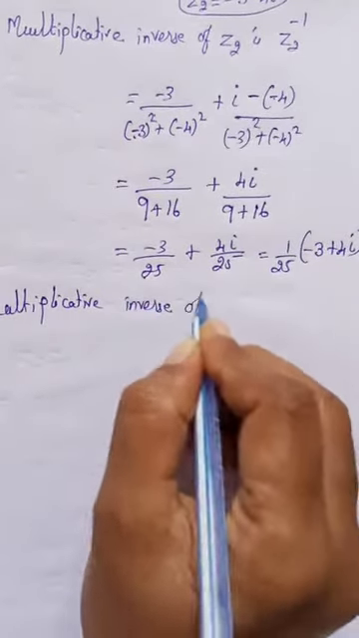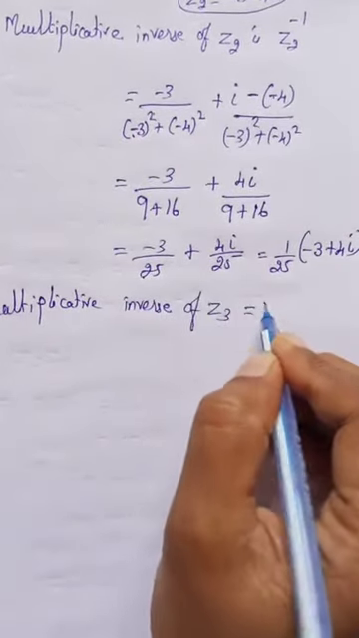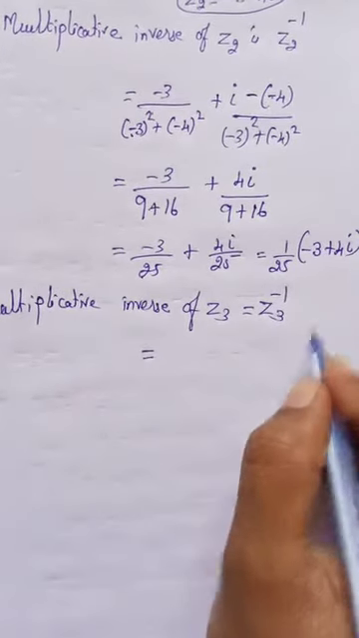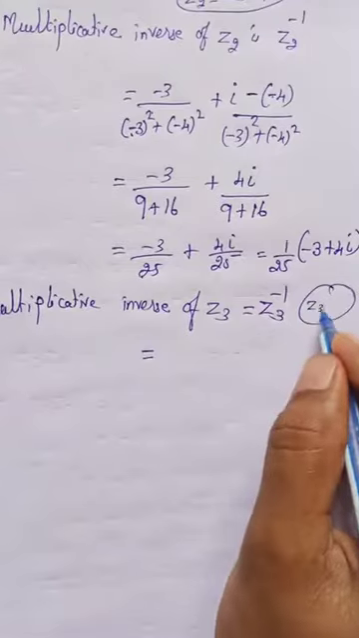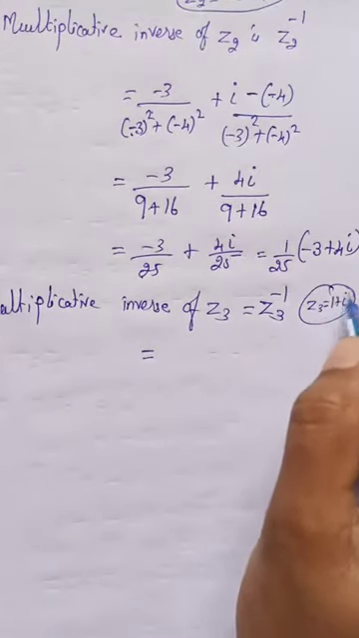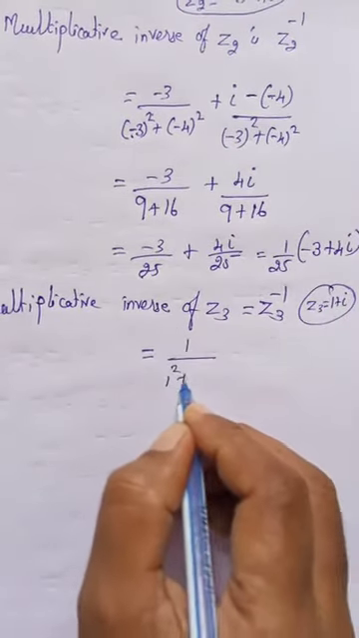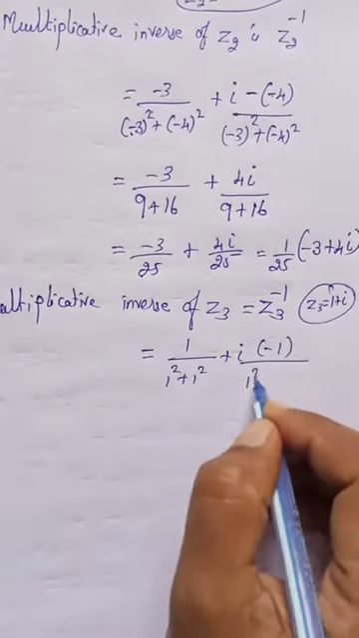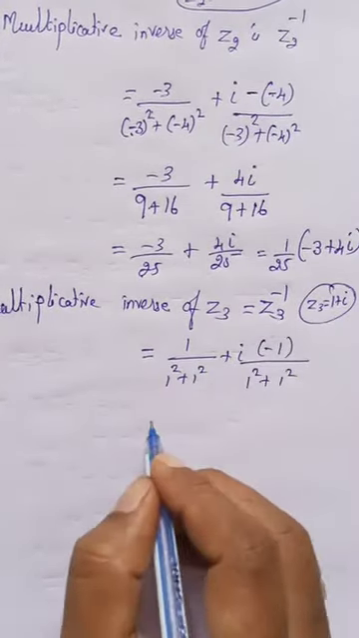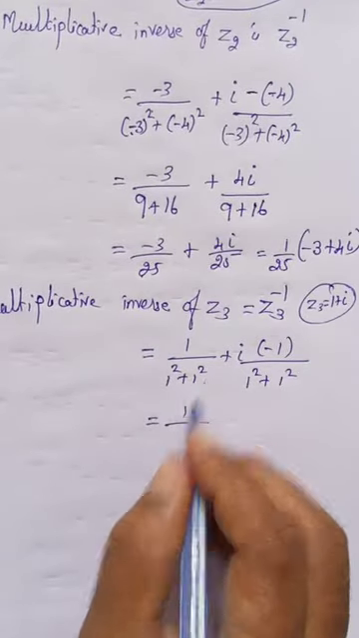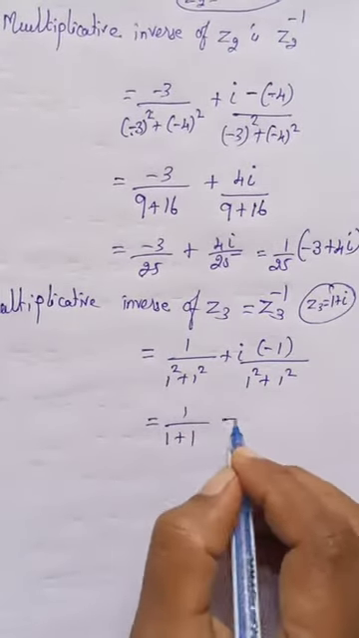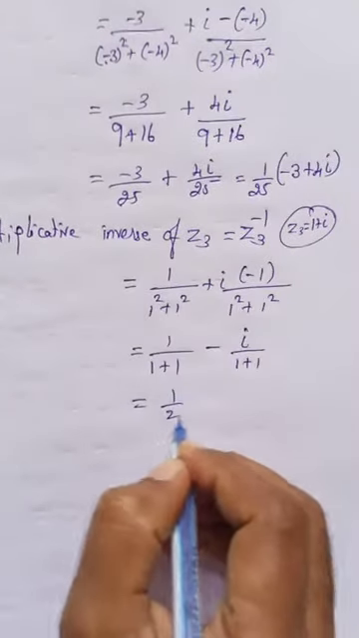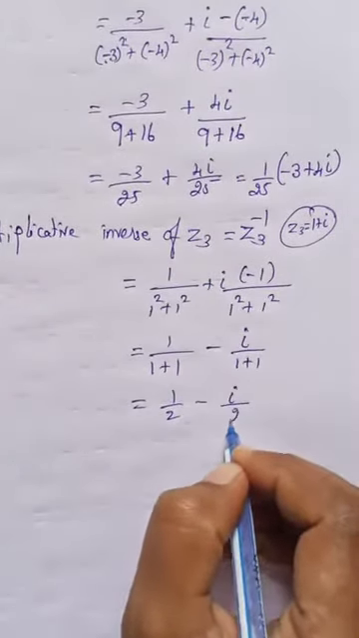Okay. Now the third one is the multiplicative inverse of Z3. As we know, that is Z3 inverse, and Z3 is given as 1 plus i. So 1 by 1 square plus 1 square plus i into minus 1 by 1 square plus 1 square. 1 by 1 square plus 1 square, that is 1 plus 1, minus i by again 1 plus 1, or 1 by 2 minus i by 2, isn't it?